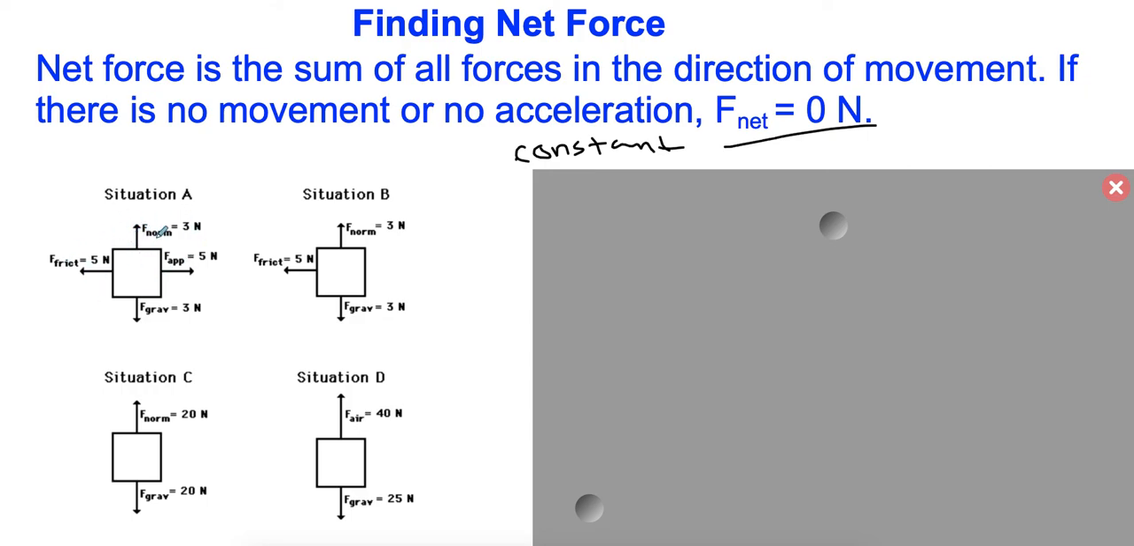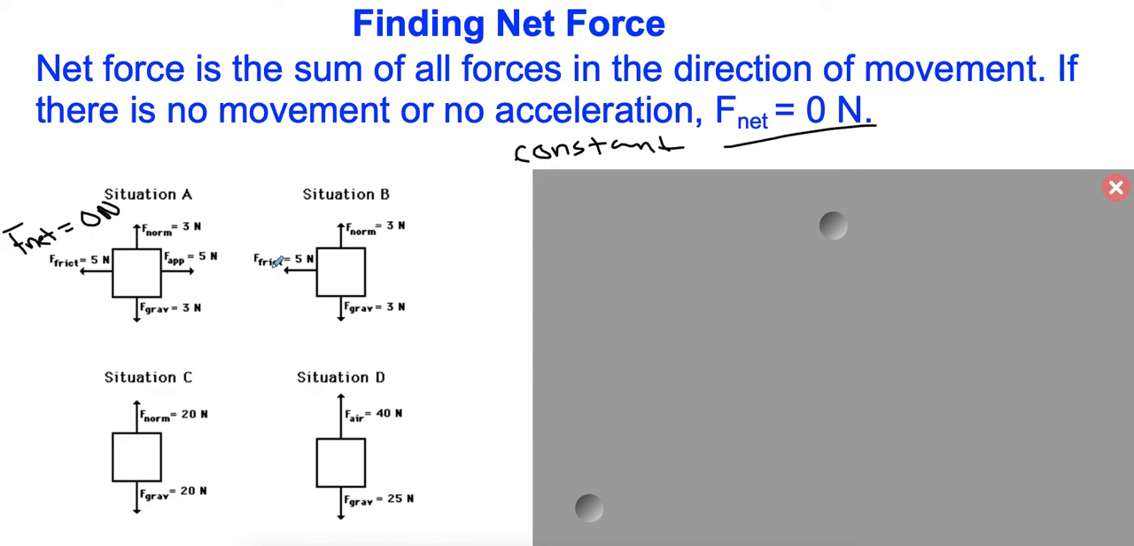What can we say about situation A? Well, if we look at all the forces here, we have normal force pushing up. Maybe this is something sitting on a table, because normal force is a surface force, and gravity pulling down 3 newtons. So those are balanced. Then we look left and right. Our force is going horizontally, friction is 5 newtons, the applied force is 5 newtons. So those are also balanced. So we can say the net force here, F net, is going to be 0 newtons.